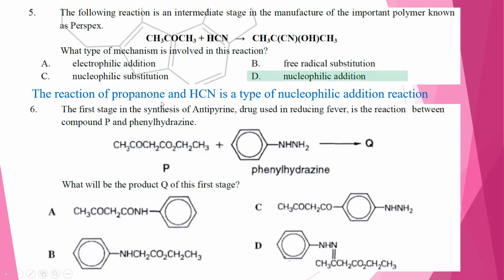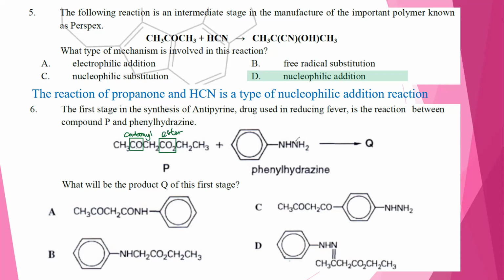Next, number 6. The first phase in the synthesis of antipyrine, a drug used to reduce fever, is the reaction between compound P and phenylhydrazine. If you look carefully, compound P contains two functional groups. One of them is carbonyl, another one is COO, which is an ester.